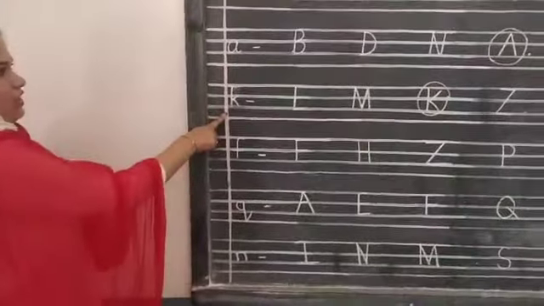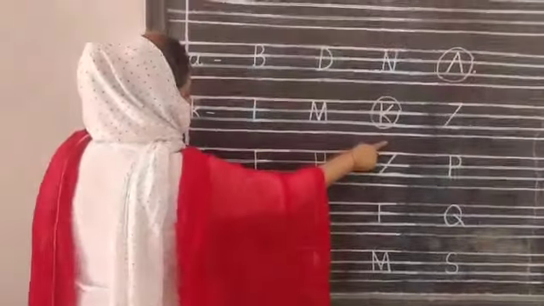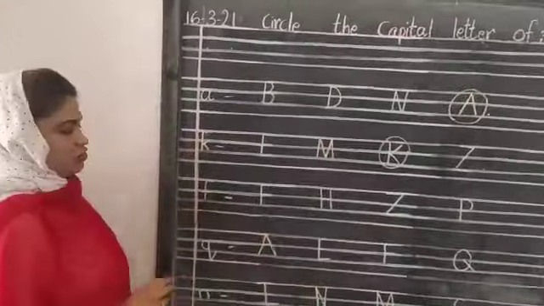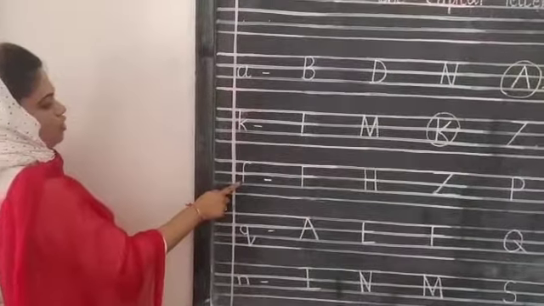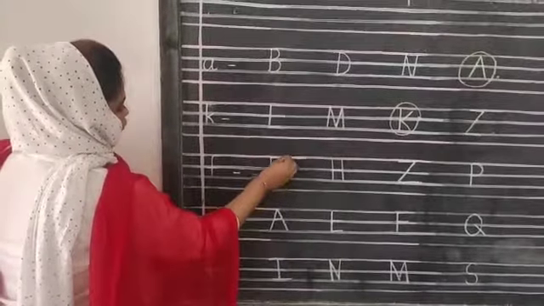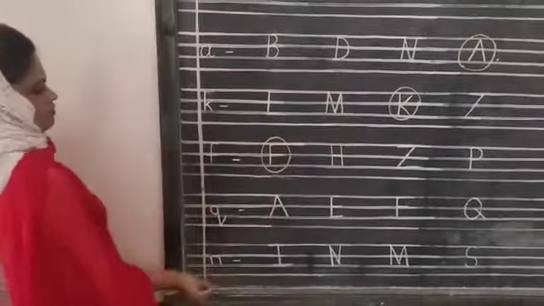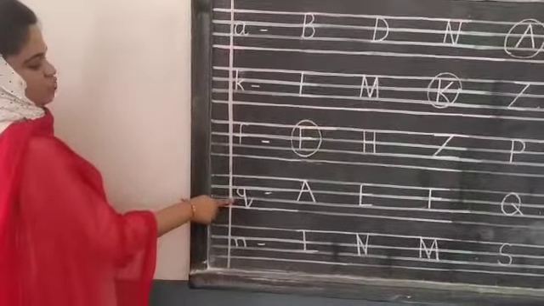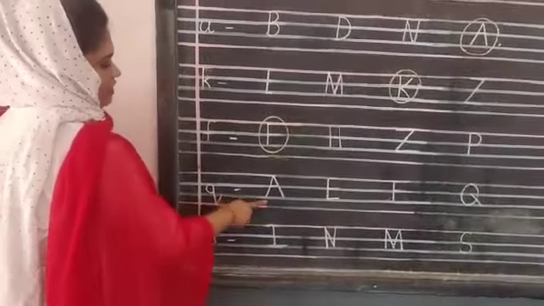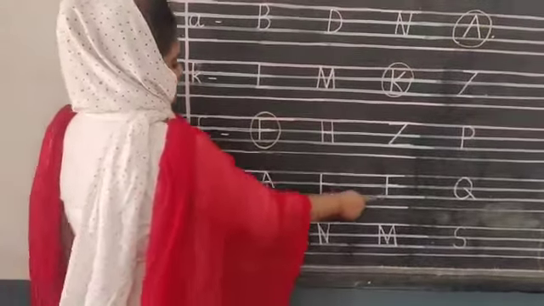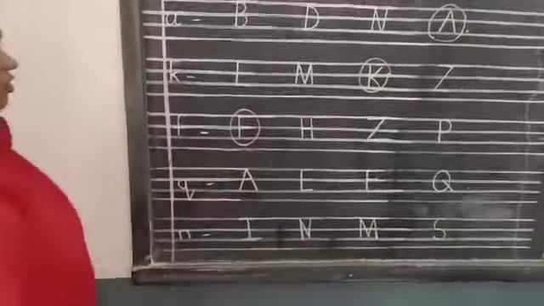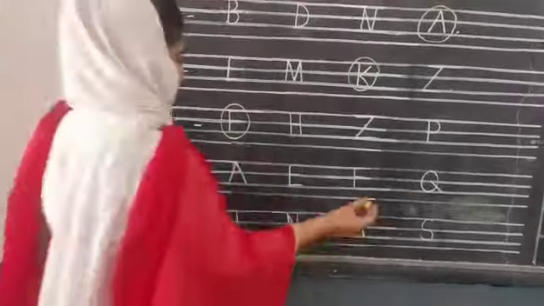So you have to circle capital K. Here there is small k. You have to circle capital K. The heading says circle the capital letter. Understood, children? Now next, small f. Now search for capital F. Here it is. What you have to do? Circle. Next, small q. Now search for capital Q. This is capital A. This is capital E. This is capital A. This is capital Q. So what you have to do? Circle.